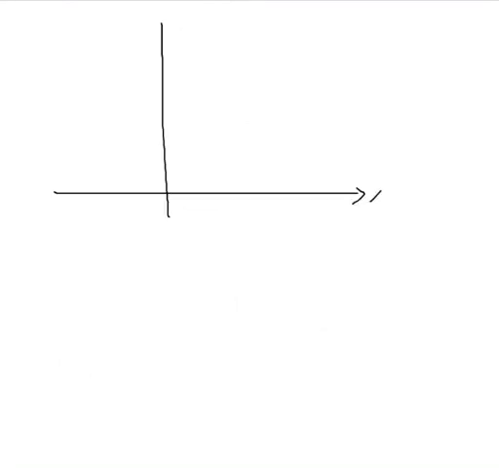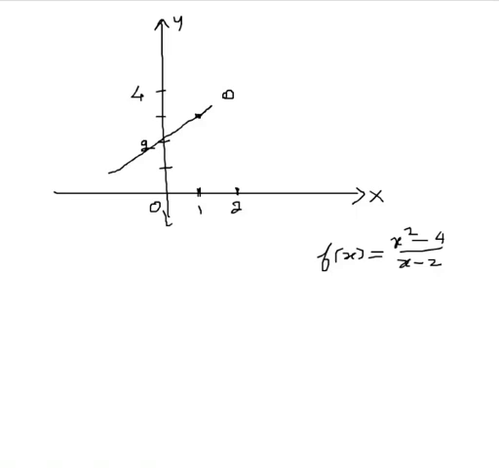If you see the graph of this function, f of x is equal to x square minus 4 divided by x minus 2, the function is not defined at 2. There is a hole in this graph where the function is not defined. So in that case, x can approach 2 from the left side of 2 as well as from the right side of 2. So in such cases, we need to calculate the left hand limit as well as the right hand limit.